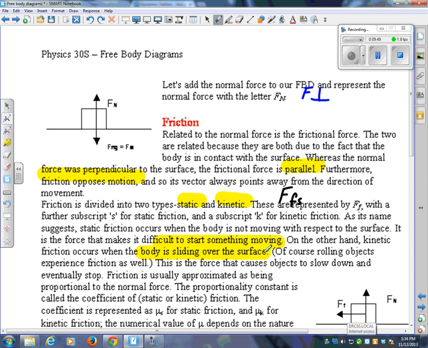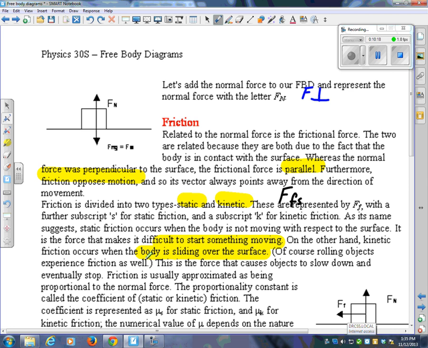What do you think? To get something moving, how's the friction at the start compared to once you get something going? It's pretty tough, right? Quite often, static friction is much more than kinetic friction. Not always. Of course, rolling objects experience friction as well. Rolling friction is something entirely different. You can safely not worry about rolling friction for your high school physics courses. Anytime something's moving, we're going to assume it's sliding.